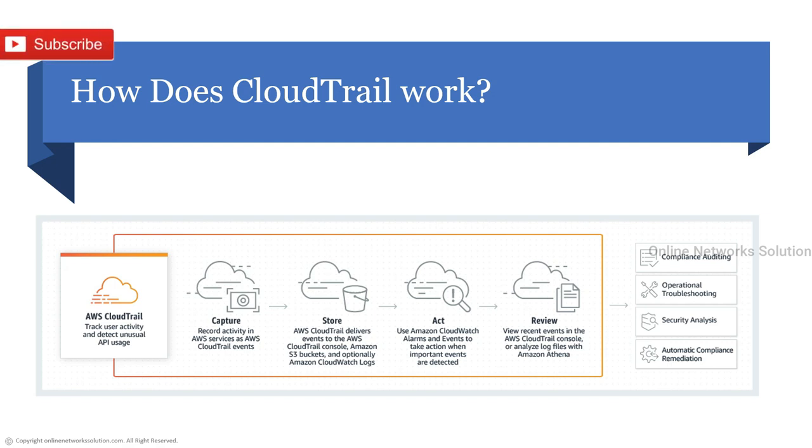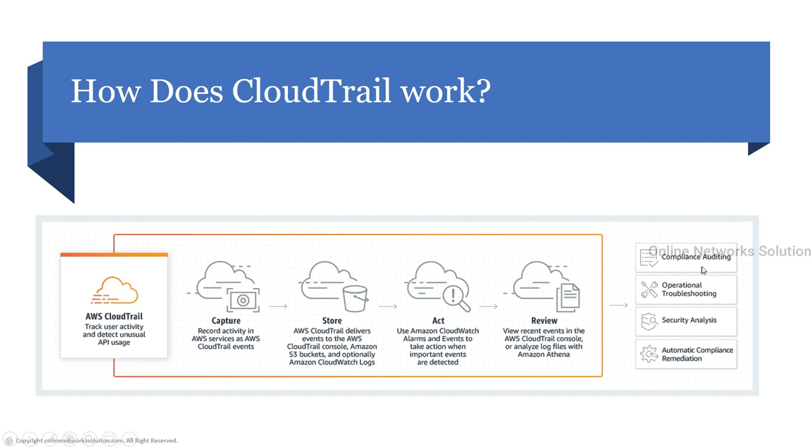After that, it is stored in the AWS S3 bucket, CloudWatch, and optionally the CloudTrail console. AWS CloudTrail delivers events to the AWS CloudTrail console, Amazon S3 bucket, and optionally Amazon CloudWatch Logs. After that, act: use Amazon CloudWatch alarms and events to take action when important events are detected. Review: view recent events in the AWS CloudTrail console or analyze log files with Amazon Athena.